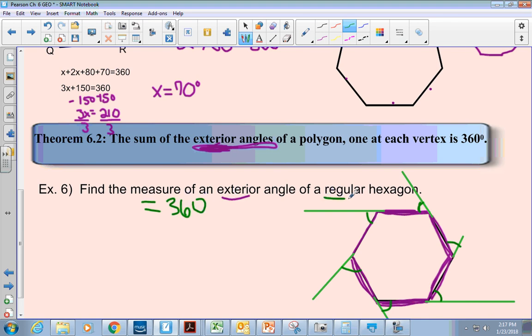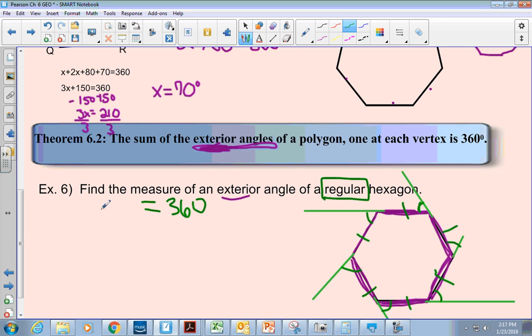And we are looking at a regular hexagon. What does it mean to be regular? All sides congruent. And all interior angles are congruent. So if all the interior angles are congruent, all the exterior angles also have to be congruent.